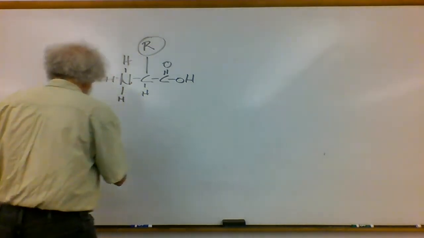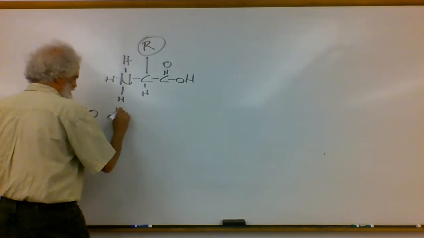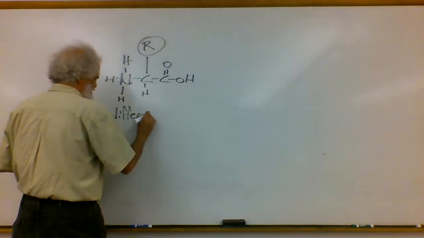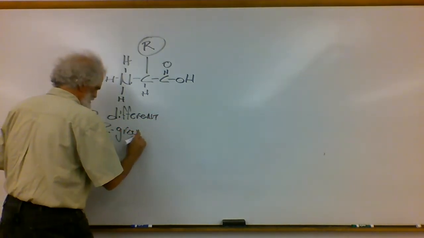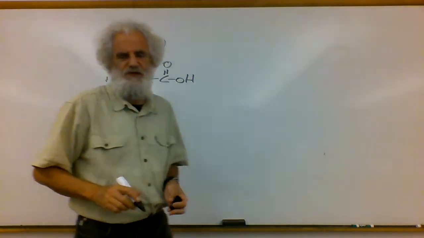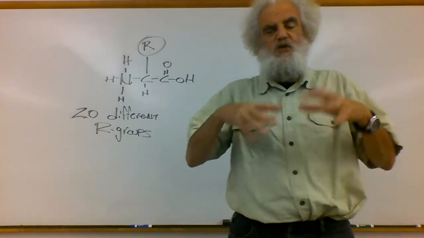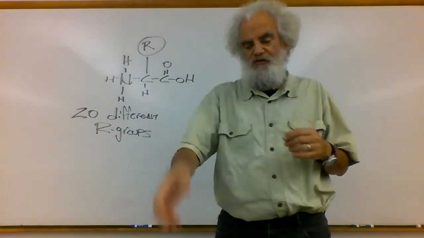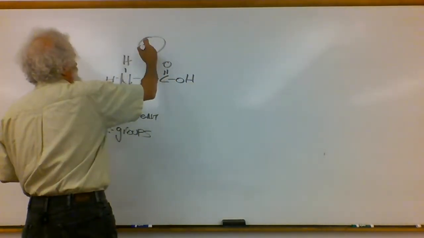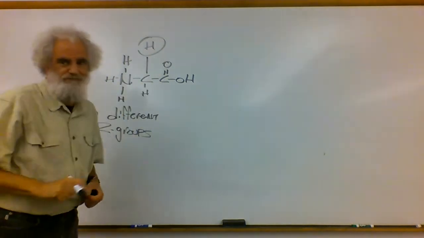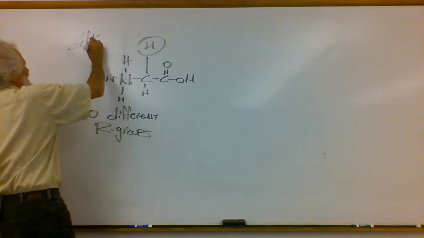And it's this way. There are 20 different R groups. Okay? 20 different R groups. And these R groups can be classified into a variety of different kinds of characteristics. Now, the simplest R group is just a hydrogen. That makes the amino acid known as glycine.